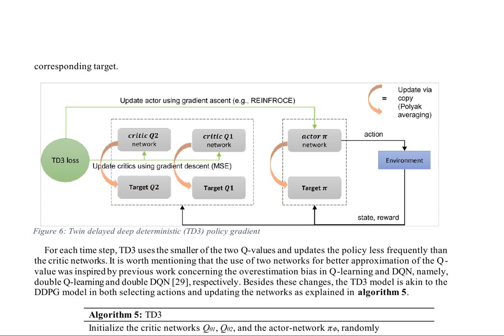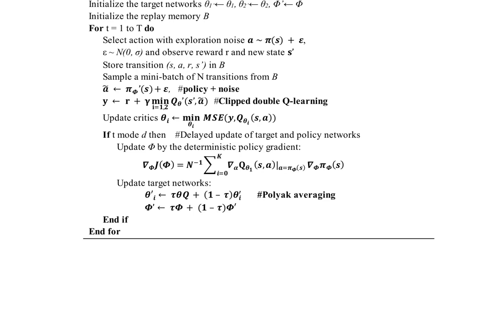The algorithm starts with initializing the critic and actor networks, as well as the target networks. It then iterates through T time steps, where it selects actions with exploration noise, observes rewards and new states, stores transitions in a replay memory, and samples a mini-batch of N transitions for training. The clipped double Q-learning update rule is applied to update the critic networks, and the target networks are updated using Polyak averaging. The delayed update of the target and policy networks occurs every d time steps, where the deterministic policy gradient is calculated and applied to update the policy network. The target networks are also updated using Polyak averaging at this stage.